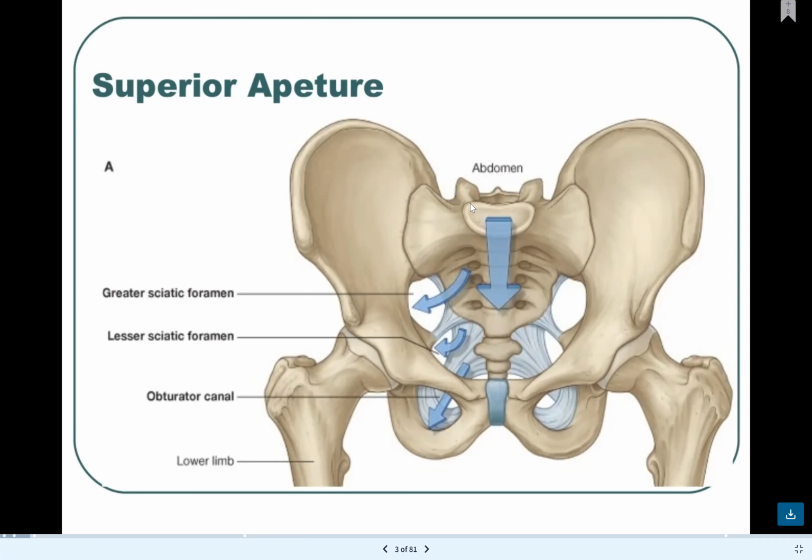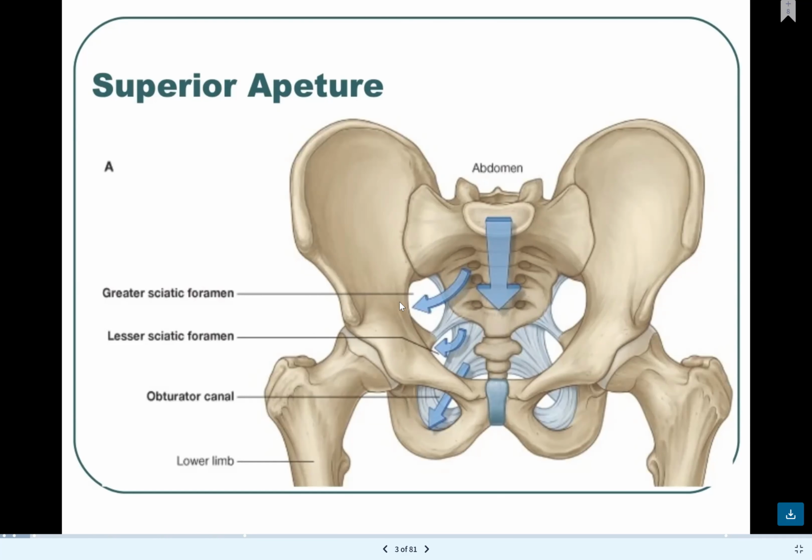So this is the pelvic cavity. Please, can we see the screen anyway? Hello, can we see the screen? Yes, sir.